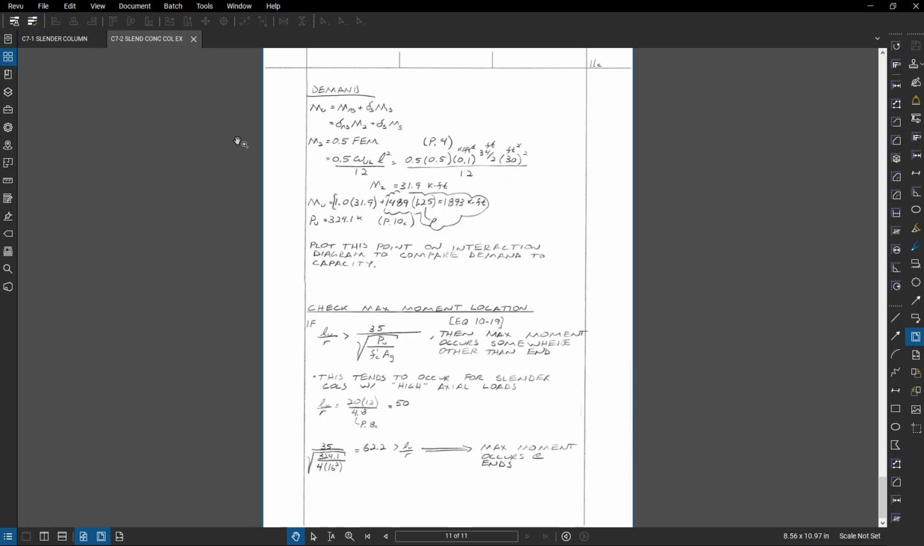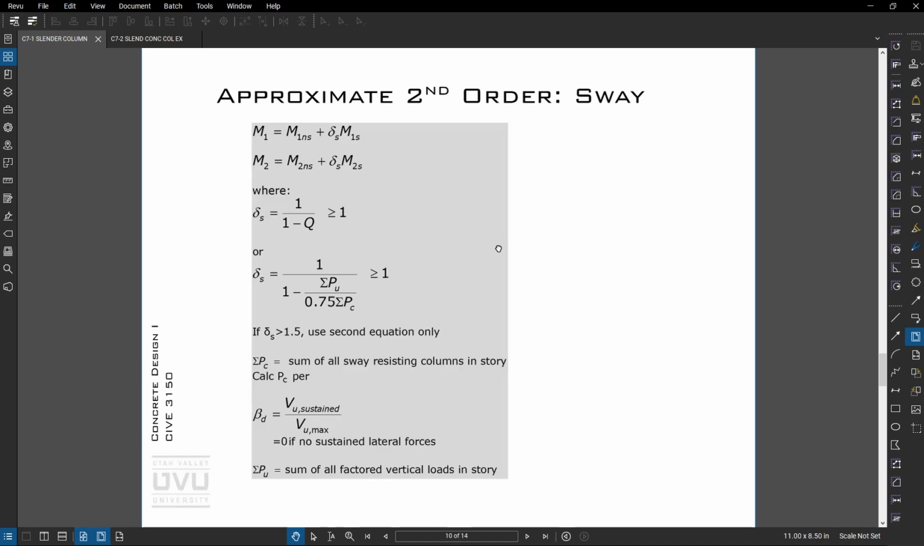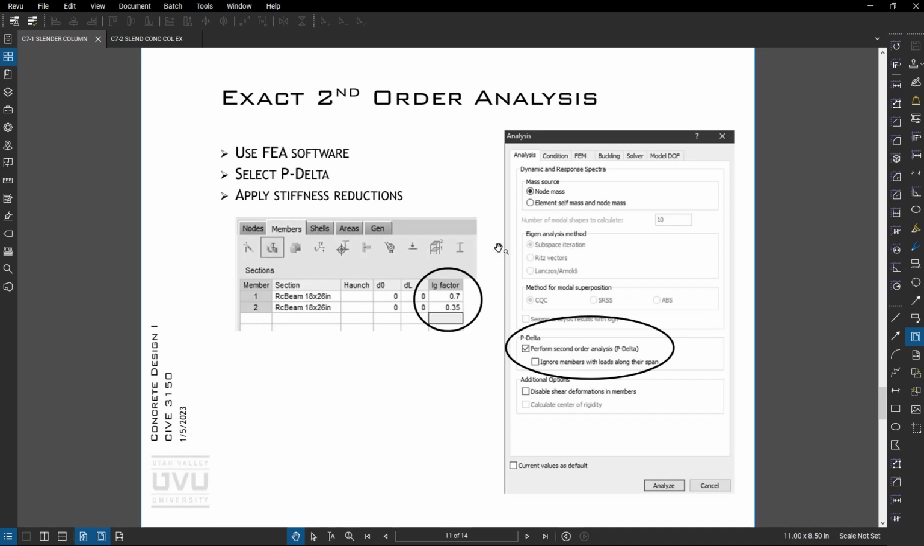Anyway, at the end of the day, the most effective way to do this today is in software. These images are out of RAM, so you would model the building, put all your loads, vertical and lateral, into the software. Two things need to happen. You need to apply this Ig factor, a moment of inertia adjustment factor. This would be a column factor, and this would be the beam factor.